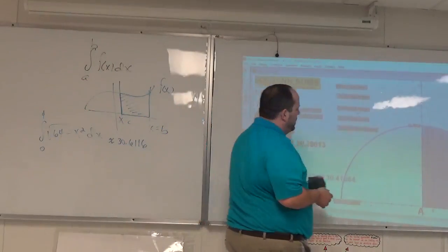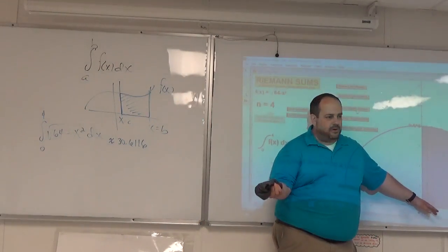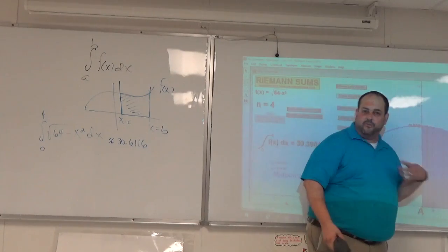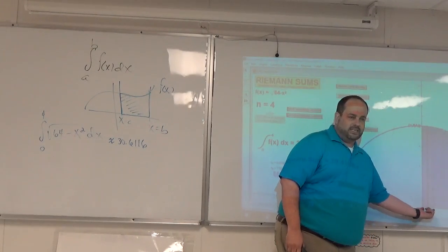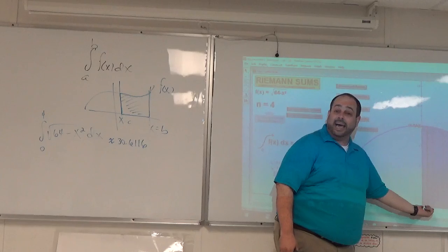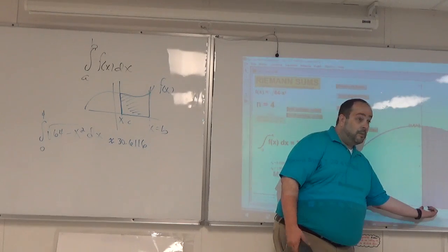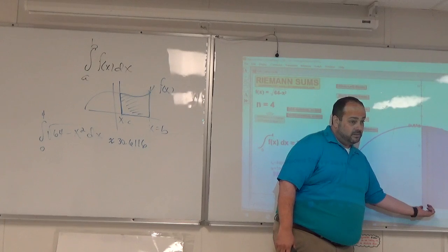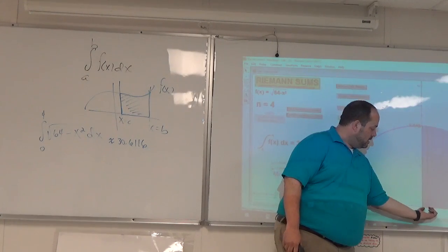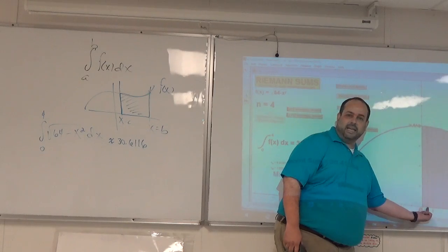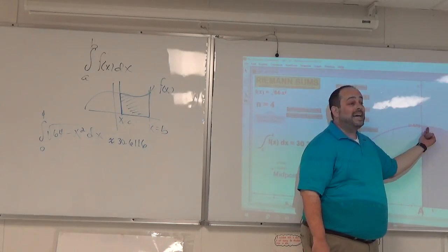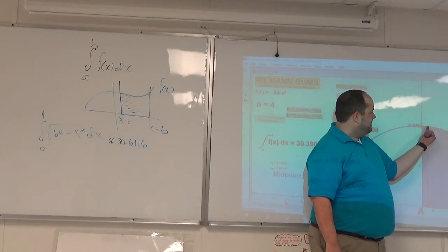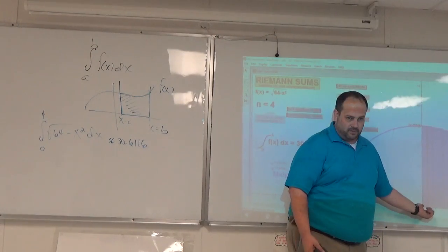All right, let's hide that left rectangle, show midpoints, and what I heard from pretty much all the friends, if you're going to go from 0 to 4 with 4 rectangles and you're going to use the midpoint method, you've determined the width of each rectangle is 1, and then how do you determine the height of the rectangle? You're going to go to the midpoint of that subinterval, use that midpoint, go up to the curve to determine the height, and multiply the value of the function there by the width of the subinterval.